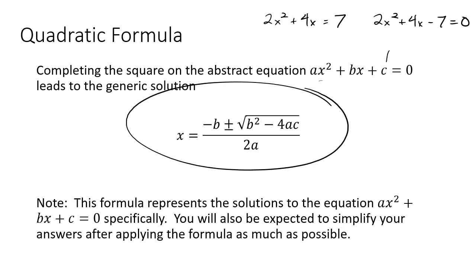Once you do that, though, you just pick out a, b, and c, the quadratic coefficient, linear coefficient, and constant term, they're sometimes called, and you just plug them into the formula and simplify. Now, it is important to note that you will be expected to simplify your answers, right? Because you've got a lot going on in the square root. So at the very least, you need to collapse that down as much as possible, reduce as much as you can.